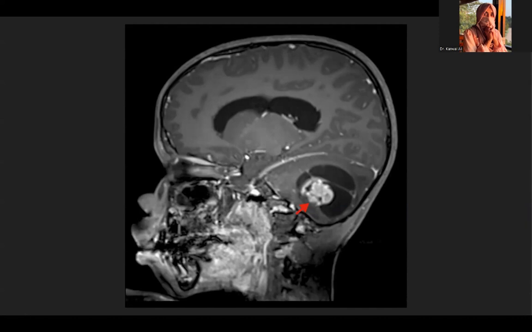Does it make any difference if the cyst wall takes up the contrast or not? Yes, there is a difference. If the cyst wall takes the contrast, then it is necessary to take out the cyst because it is a false cyst. If it is not taking the contrast, you need to just take out the nodule of the lesion. That is enough. Yeah, that's right.